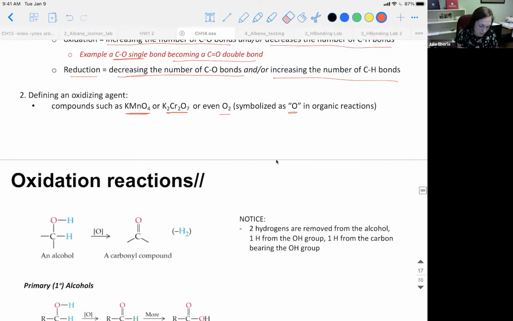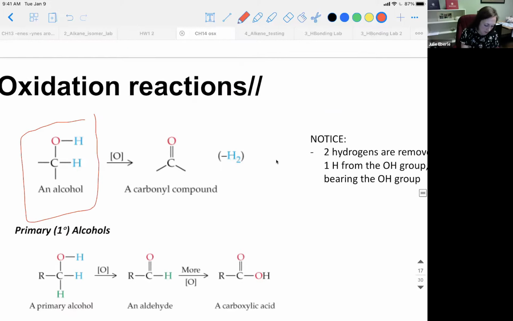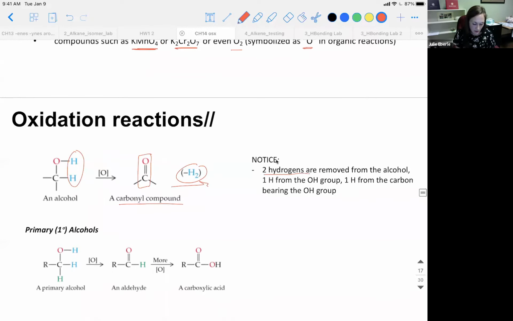Okay, let's break this down. How does this apply to alcohols? How do we oxidize an alcohol? All right, let's look at this molecule right here. This is an alcohol. Why? Because I have a carbon bonded to an OH group. It's an alcohol. Now, if we oxidize this, we react it with some sort of oxidizing agent, what happens is that these hydrogens come off. They just are ripped off by the oxidizing agent. Okay, oxidizing agents love to be reduced. So it's going to rip the hydrogens off, and you're going to form this carbon-oxygen double bond. We call this a carbonyl compound. And the hydrogens, they go away. They're bonded to the oxidizing agent. Okay, so notice 2 hydrogens are removed from the alcohol. 1 hydrogen is taken off from the OH group, the hydroxyl group. And then 1 hydrogen is removed from the carbon that bears or is bonded to the OH group.